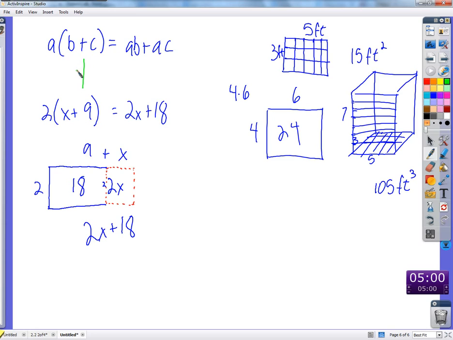Or, if we wanted to show it in general, A, B, plus C. I'm just making these letters up off the top of my head. Call this B, call this C, so this side is B plus C. This is AB, this is A times C, so the area is AB plus AC.